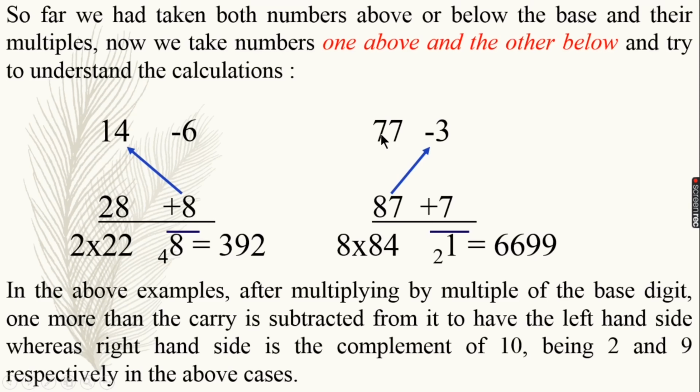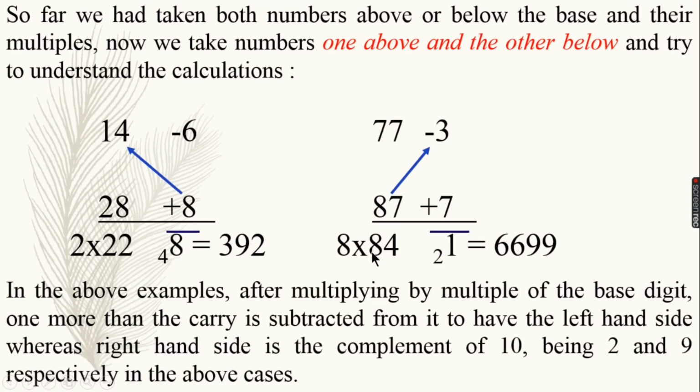Another example, 77 into 87. So 77 is 3 deficient from 80 and 87 is 7 above 80. So we multiply minus 7 plus 7 with minus 3 to get 21 bar. And what we'll have to do is we will have to subtract 3 instead of 2 from the left hand side. So 80 is the base, so 8 into 84 is 8 for the 32 minus 3 is 29.